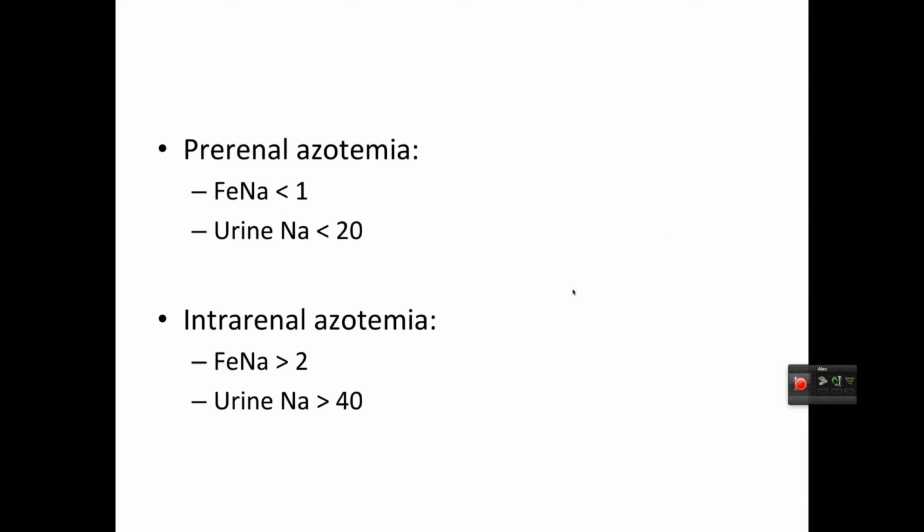Okay, thanks. Okay, so let's talk briefly about azotemias. We didn't talk about this last time, did we? I'm just going to give you some numbers that you should know. So prerenal azotemia. First of all, what does prerenal azotemia even mean?